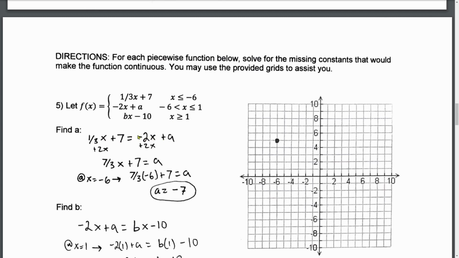So now we want to group our like terms, so we can add 2x over to this side. So we'll have 7/3 x plus 7 equals a. Now that everything is simplified, we can plug in our x value of -6. So 7/3 times -6 plus 7 equals a. If we evaluate this, this comes out to -14, and -14 plus 7 equals negative 7. So if this a value equals negative 7, then these two y's will be the same and the function will be continuous.